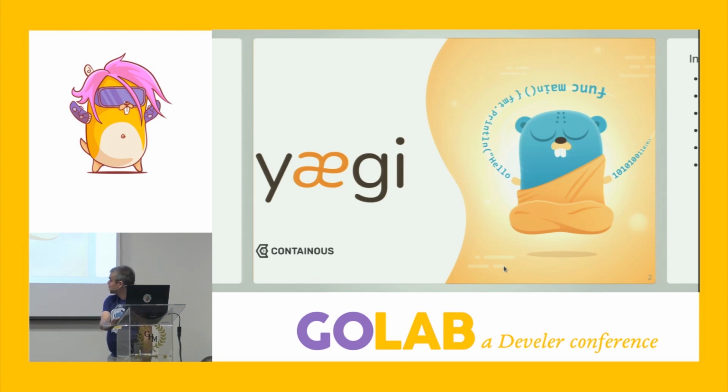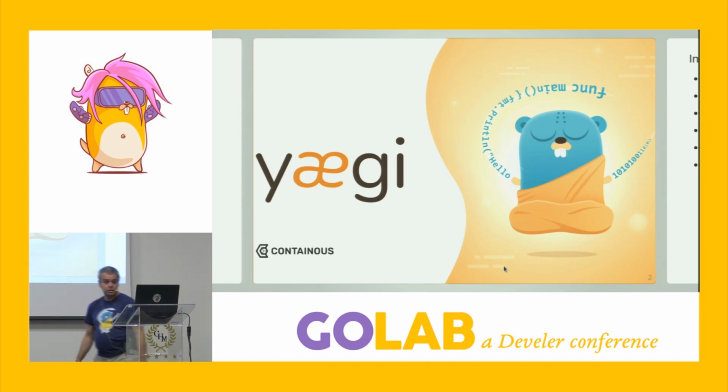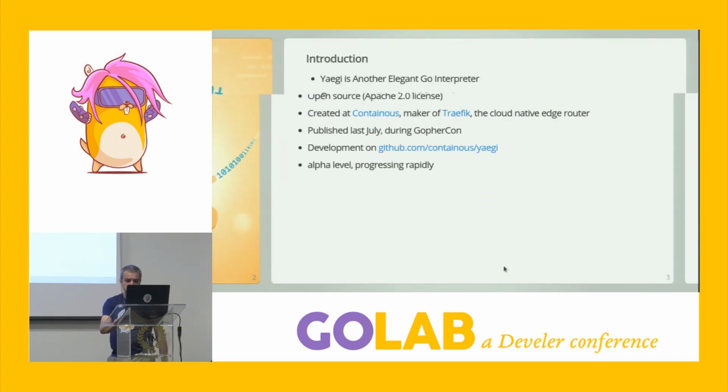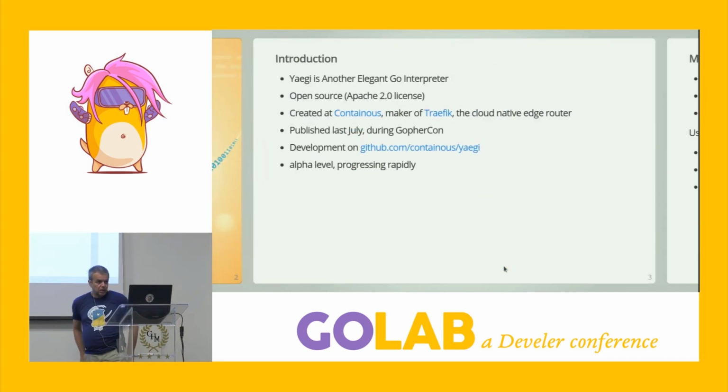Yaegi has been developed internally at Containous for more than 1 year. We just announced it in July, and it's open source and accessible on GitHub. It was published last July, and right now it's still alpha level. It's not yet ready for production, but the goal for us is to be able to use it in production in demanding environments.